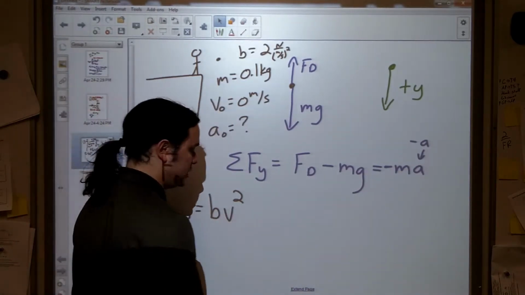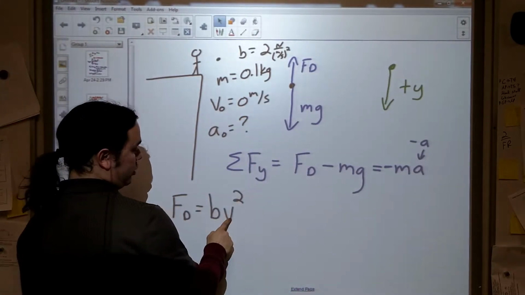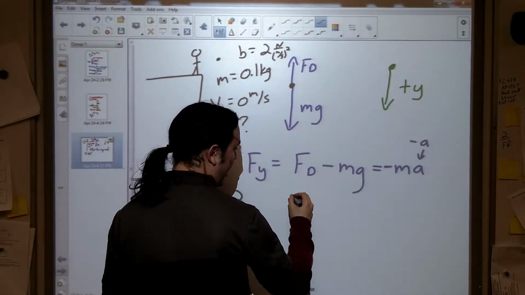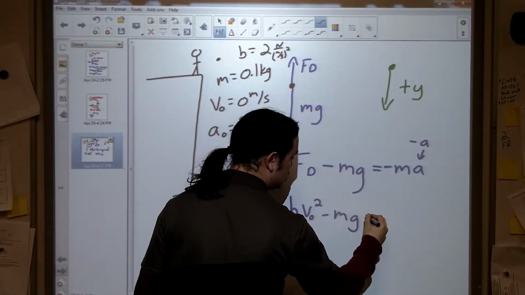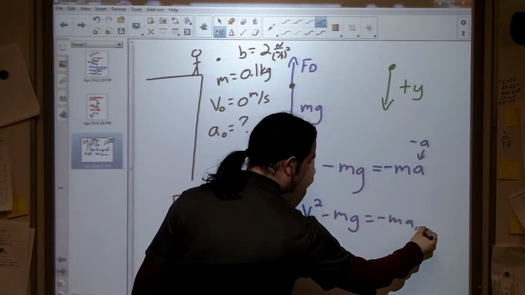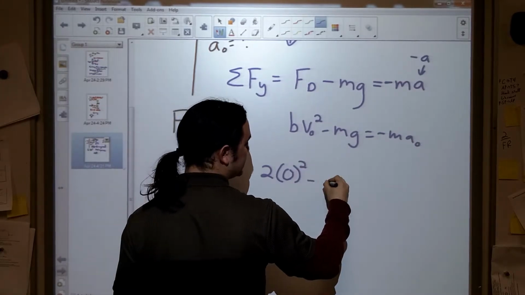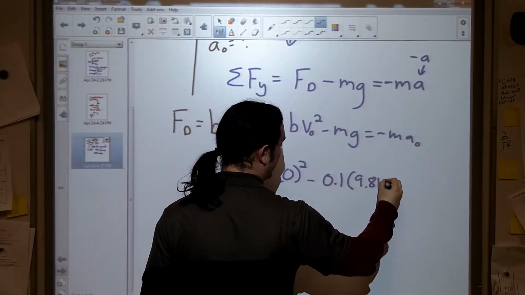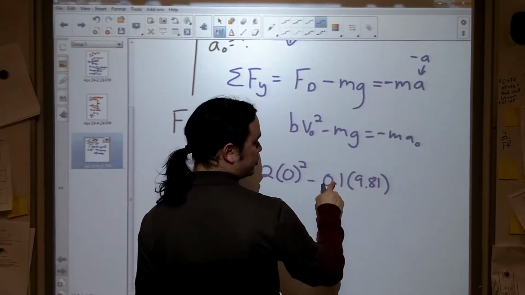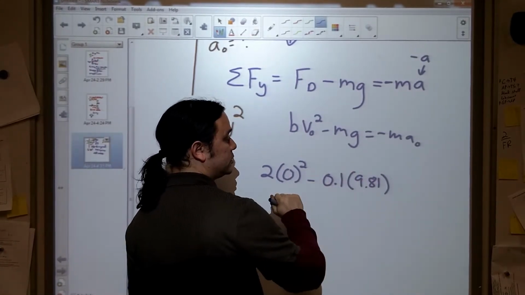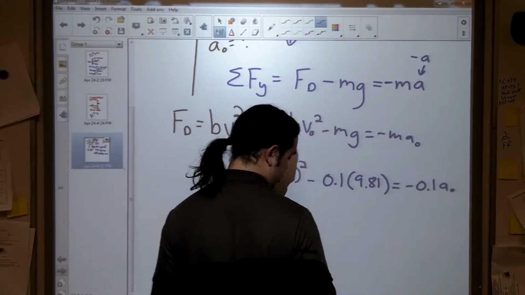We're just going to call it 2. That should be easier. All right. At the very beginning, our speed is 0, so when I put in 0, I'll have Fd at the beginning, which will be b times v naught squared minus mg equals negative ma naught. So we see that this is 2 times 0 squared minus 0.1 times 9.81 meters per second squared. Oh, I left the units off of everything else, so I might as well keep with that. This would be kilograms and meter per second squared. You'll notice that this also comes up to newtons, equals negative 0.1 times our initial acceleration.